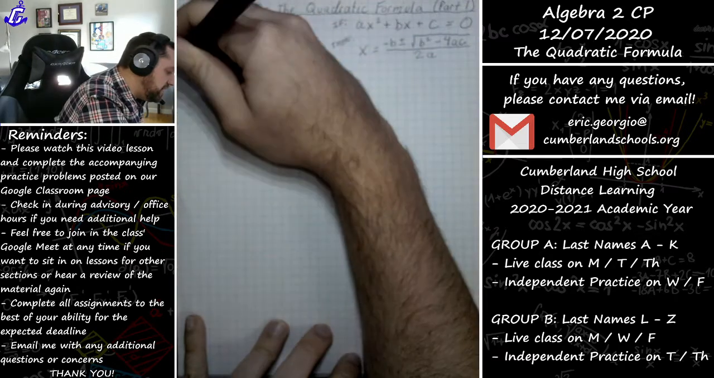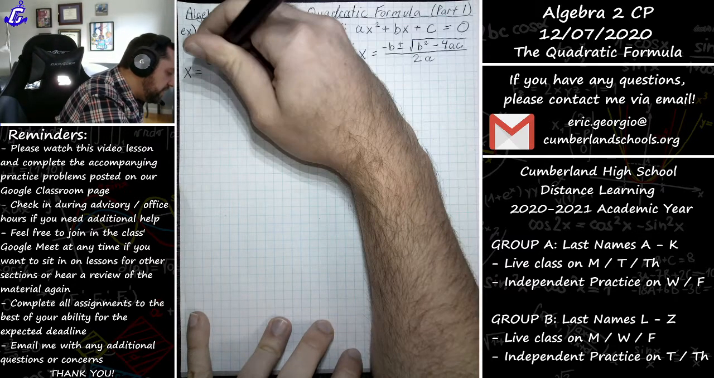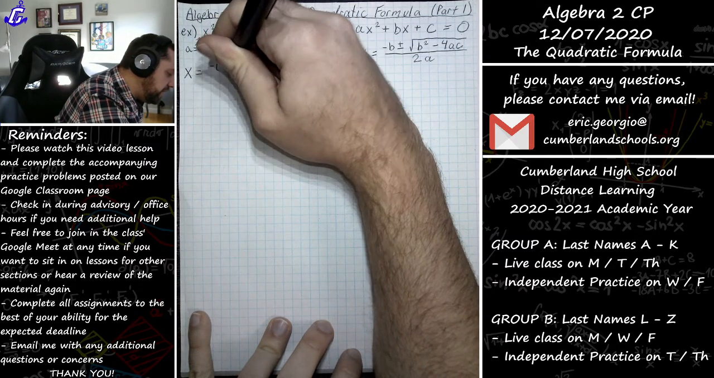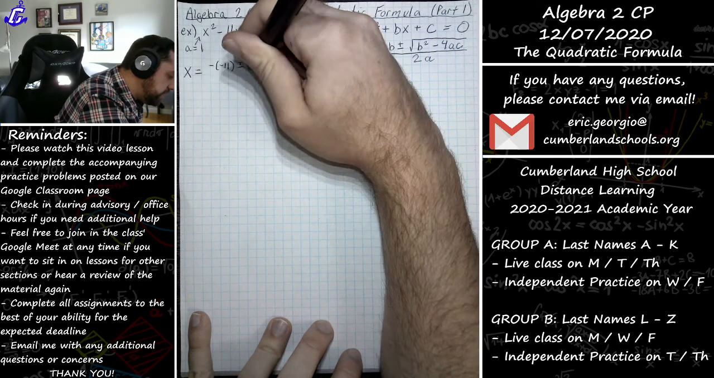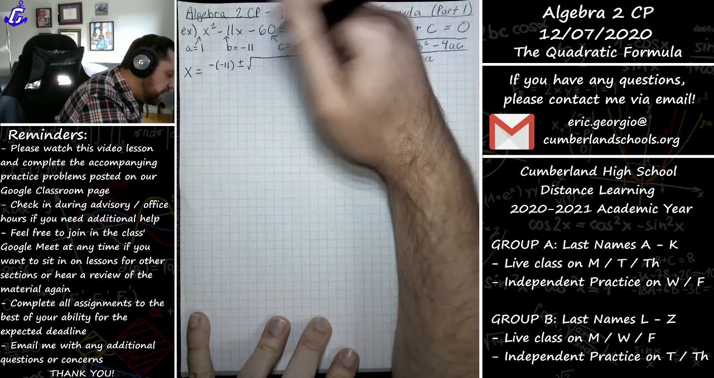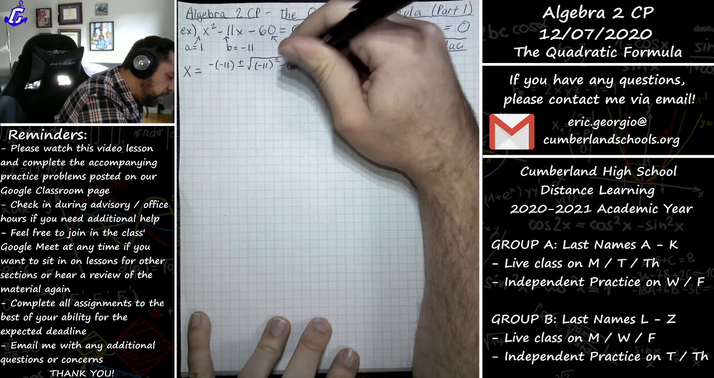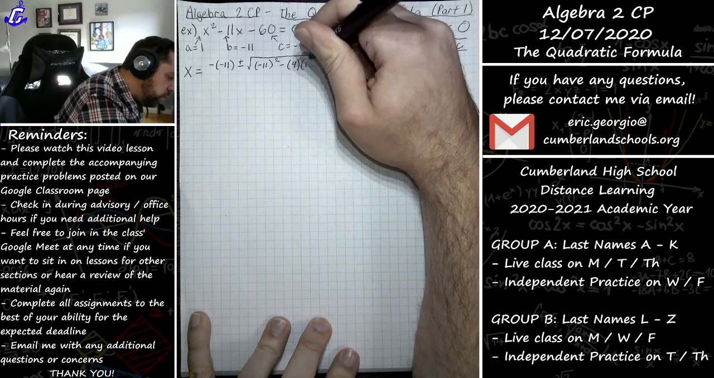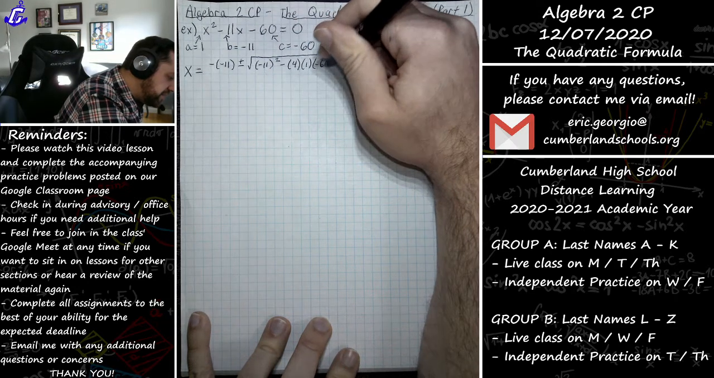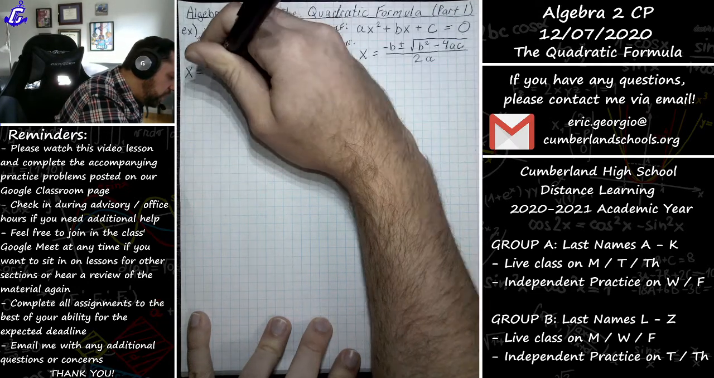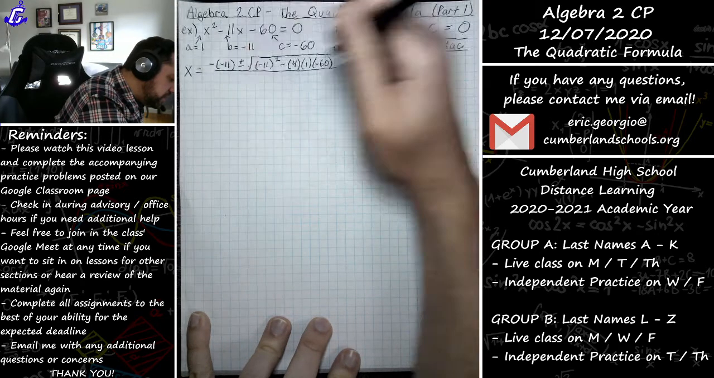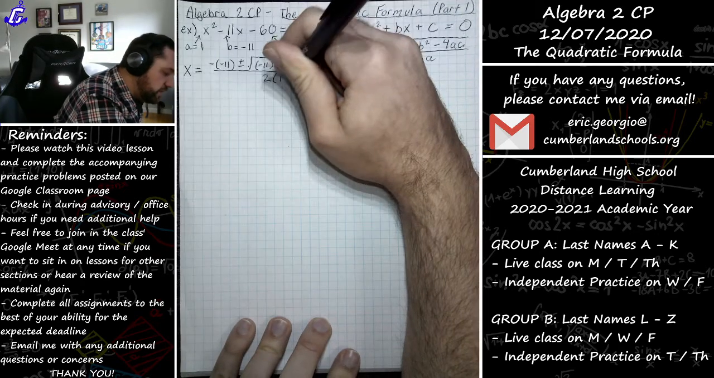We'd be able to then say x should equal the opposite of b, negative b, plus or minus the square root, it's hard to not sing it, of b squared, negative 11 squared, minus 4 times a, which is 1, times c, which is negative 60, all over 2a, 2 times 1.